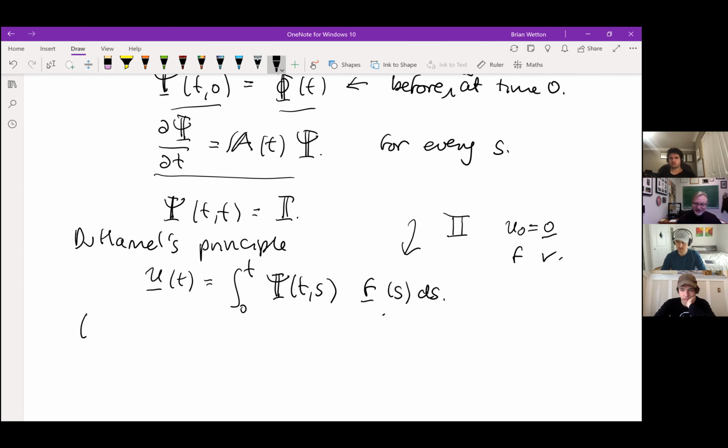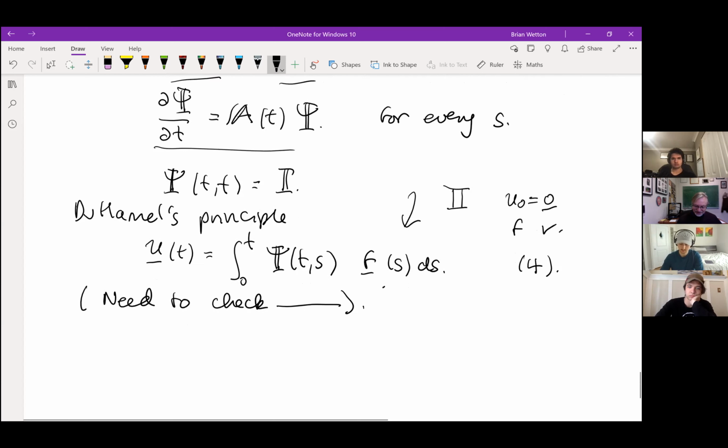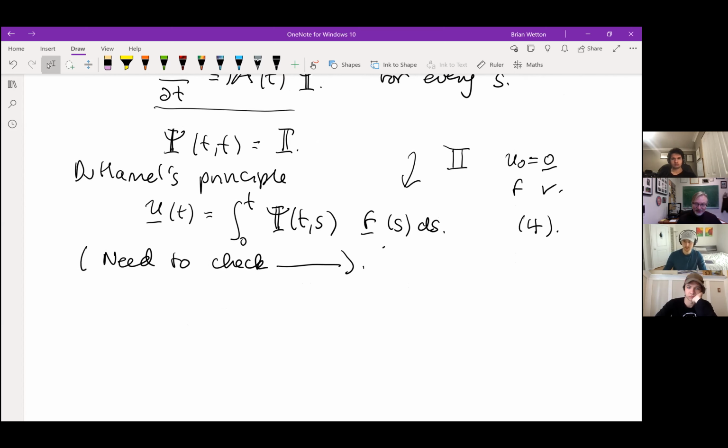Now, I just wrote this down. It's pretty optimistic to think, oh, that is going to work. So now we need to check. I've just written this down with no warm up that this is the right thing to do, except motivated by the scalar case. So I have to take the time derivative and see that it satisfies du/dt with this formula. du/dt is A times u plus f. So let's calculate the derivative and see what comes out.